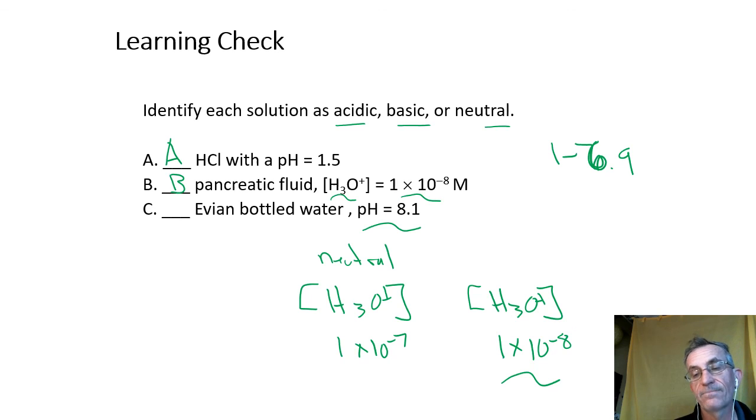All right, last one. Evian bottled water. It's got a pH of 8.1. Acidic, basic, or neutral? It should be basic. Anything with a pH above 7 all the way to 14, you are basic. So there are lots of different ways, lots of different numbers floating around, lots of different things like hydronium and hydroxide. All that can be confusing, so that's why you've got to think about this and practice a little bit.